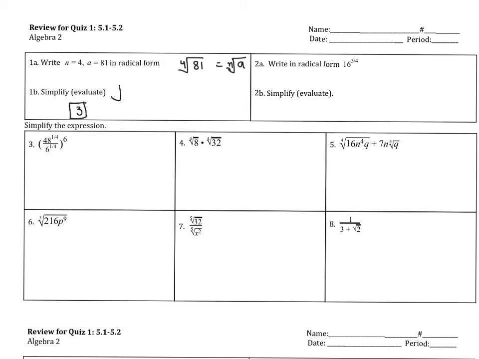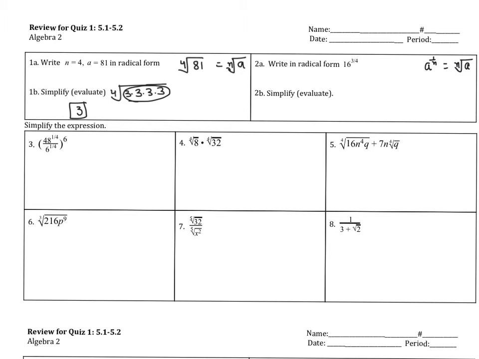You can also break 81 into 3 times 3 times 3 times 3. They make a group of 4 and they get out of the radical symbol. Next, we are going to write this in radical form. But remember the formula: a to the power 1 over n means a is inside with n outside, so the radical symbol with a.